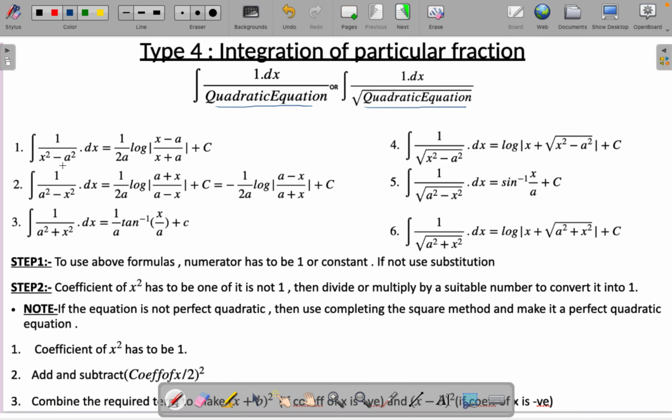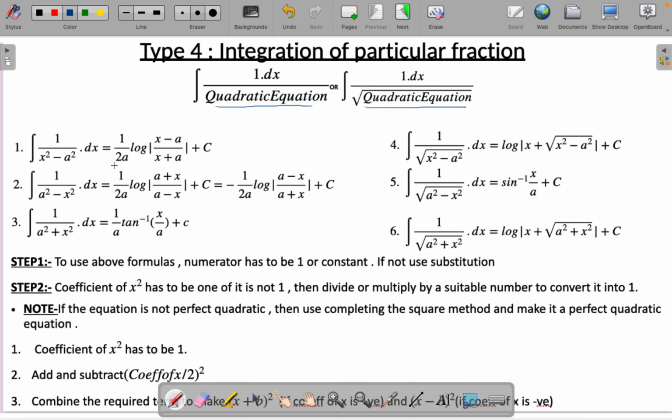Now, the first formula: integration of 1 upon x square minus a square dx is equal to 1 upon 2a log of modulus of (x minus a) upon (x plus a), plus c, where x minus a is the expression in the question. Similarly, the second formula is 1 upon 2a log of modulus of (a plus x) upon (a minus x), plus c.